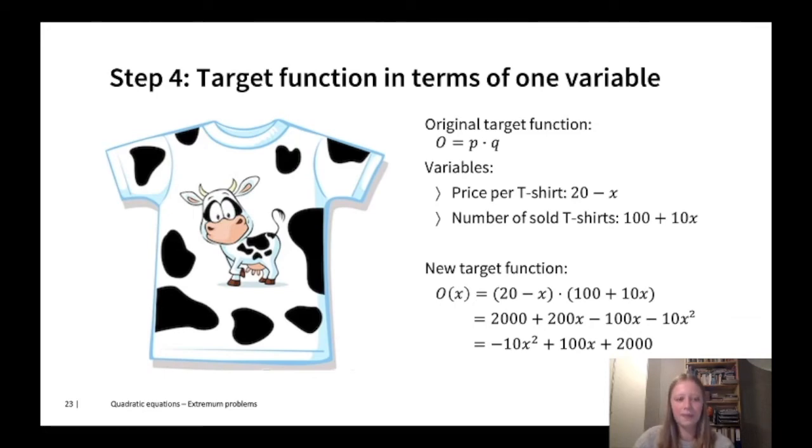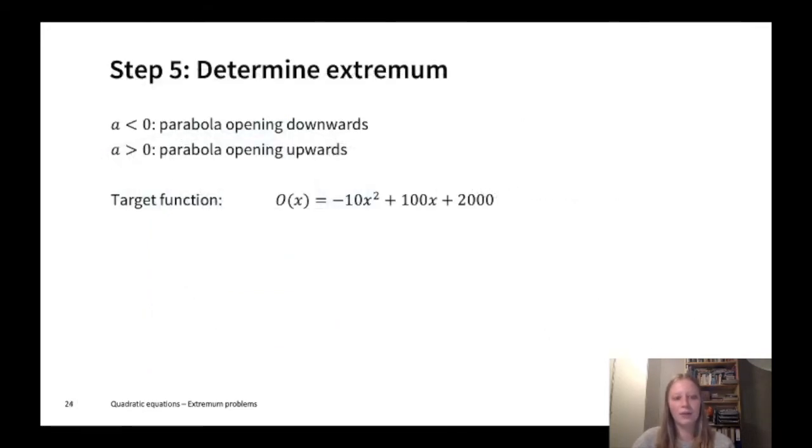So again, step 5, we have to determine the extremum. A equals -10, so we're again dealing with a parabola opening downwards. So we're dealing with a maximum that we have to find. Again, the coordinate of the vertex is alpha, beta. So let's calculate both of them.